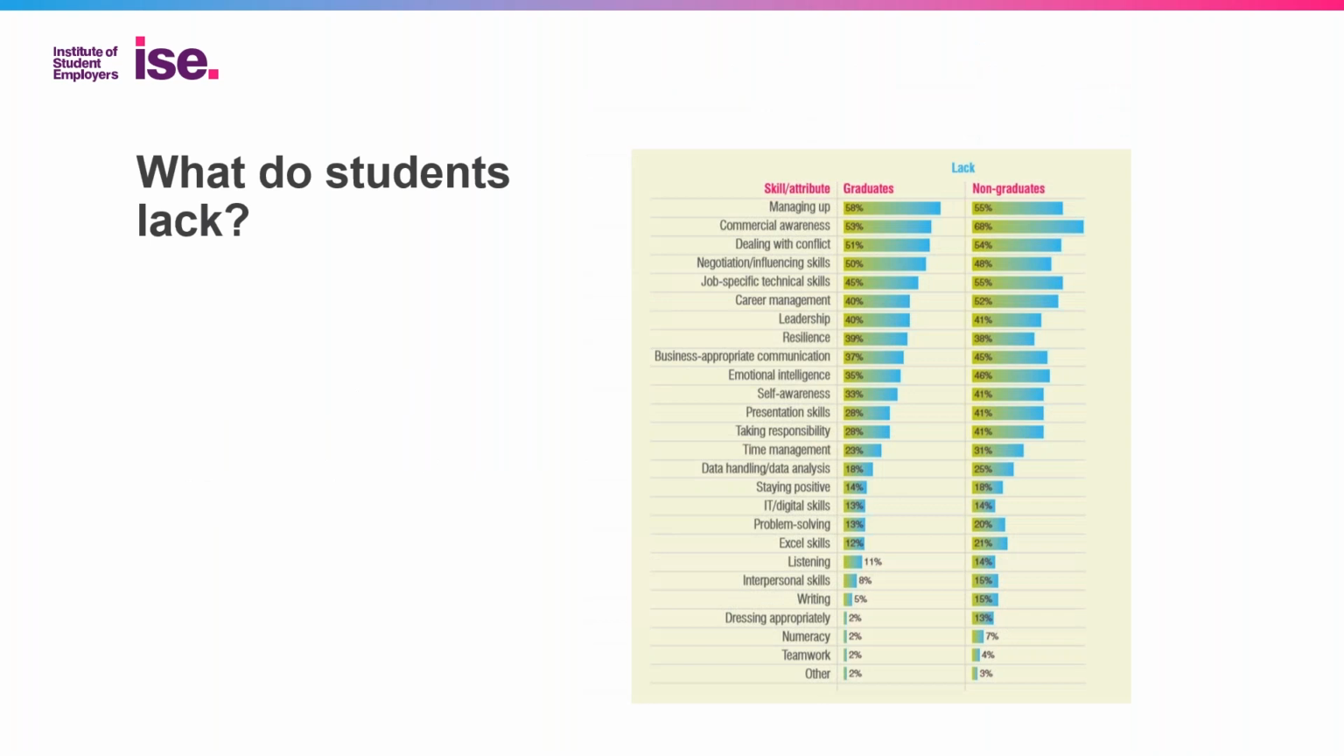If we then ask about what students actually lack, we get a slightly different list, where employers are saying some of these more business, commercial kinds of skills, so managing up, commercial awareness, dealing with conflict and so on, are more likely to be the things that their student hires actually lack. We then look at the areas where non-graduates are substantially more likely to lack them than graduates. We've got areas like commercial awareness, career management, self-awareness, and then these ones at the bottom that are not very big numbers, but still where employers are reporting that non-graduates are considerably worse at them than graduates: dressing appropriately, numeracy and teamwork.